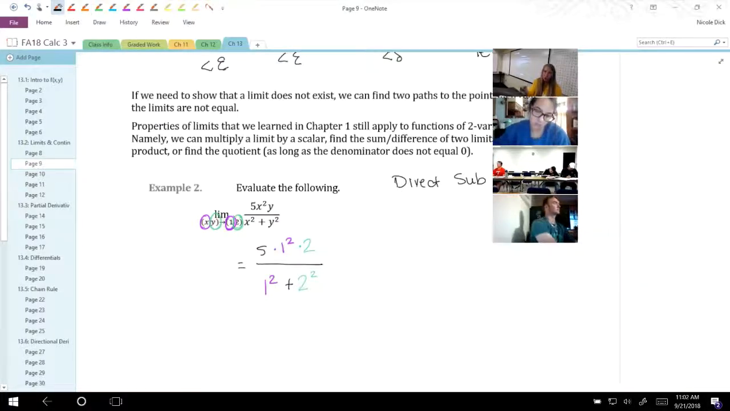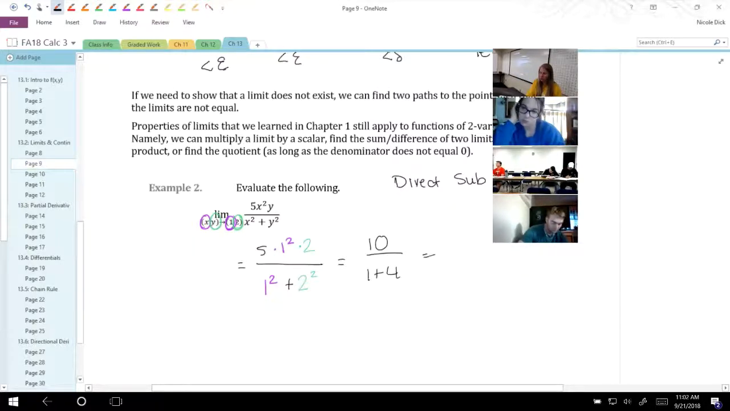So it is simply plugging all those points in. We're getting closer and closer to this x, y point, so plug everything in there. So what do we get? 5 times 1 times 2 is 10, over 1 plus 4, so 10 over 5, or 2. And that's it. That's the limit. The limit equals 2.